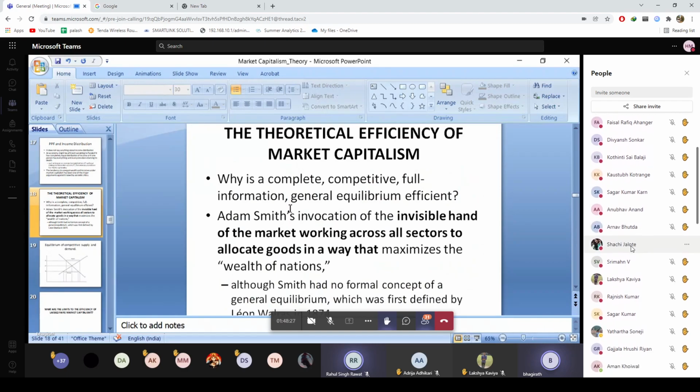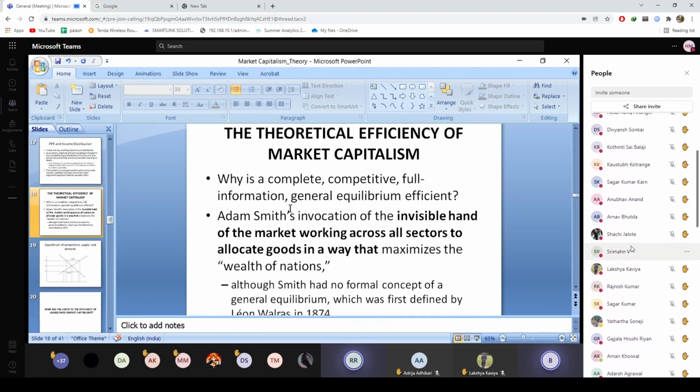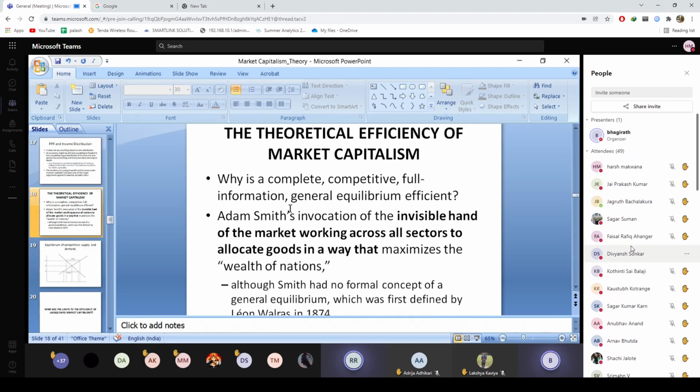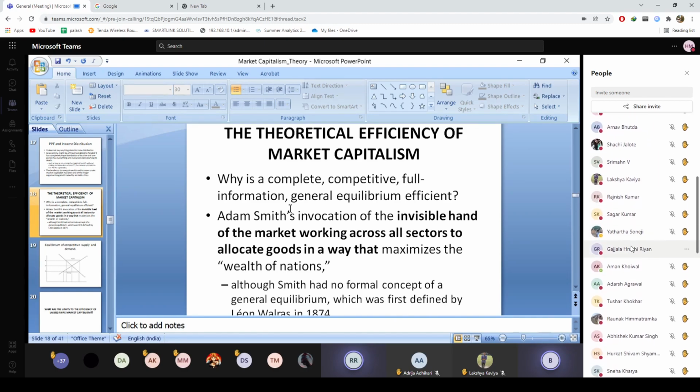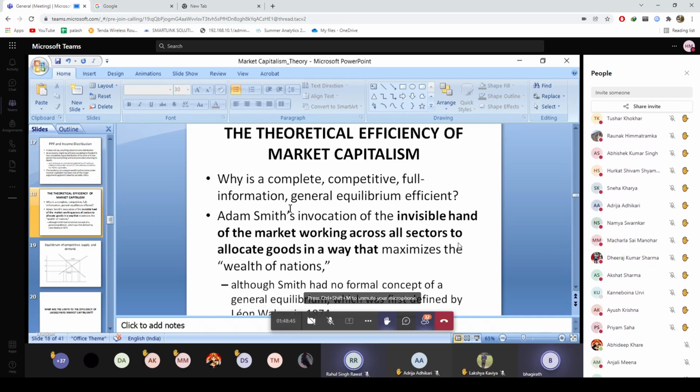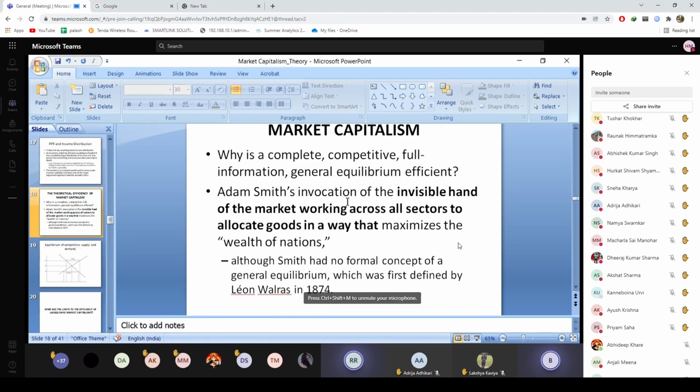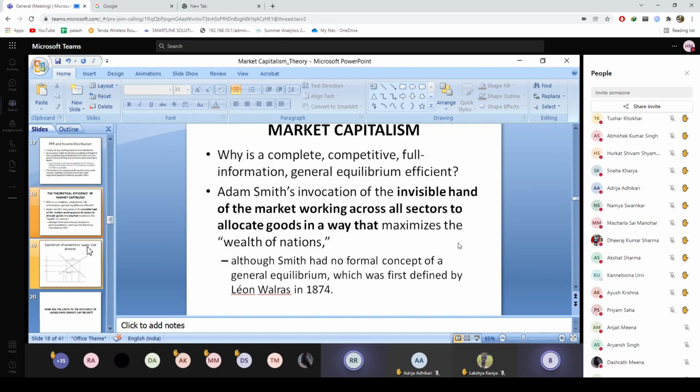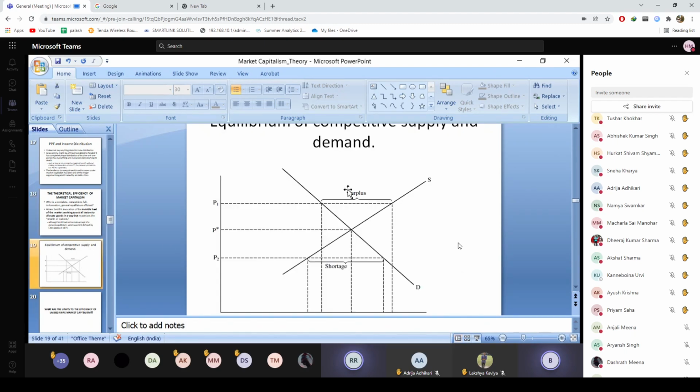Okay. Now let us look at the theoretical efficiency of market capitalism. So we ask this question: why is a complete, competitive, full information general equilibrium efficient? Adam Smith basically invoked the invisible hand theorem of the market, which is working across all sectors to allocate goods in a way that maximizes the wealth of nations. Although Smith had no formal concept of general equilibrium in his writings, Walras was the person who defined that in 1874.